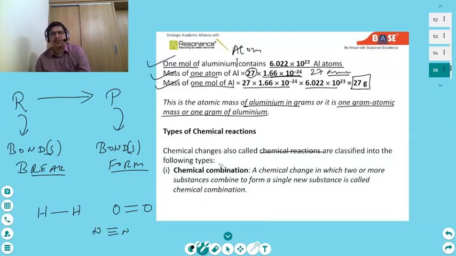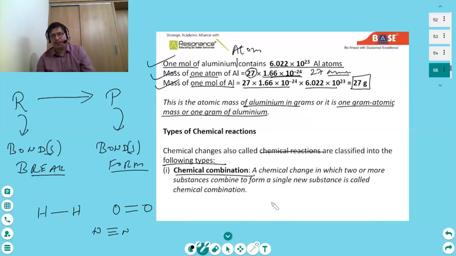So chemical reactions are classified into many types, but for your level, we are doing 4 types at this point of time. There are many more types other than this, which we will be doing in the first year and second year to maximum extent. So the first reaction is the chemical combination reaction.